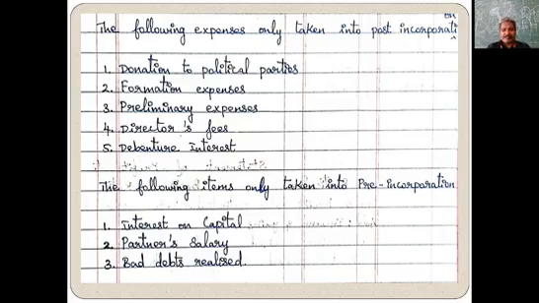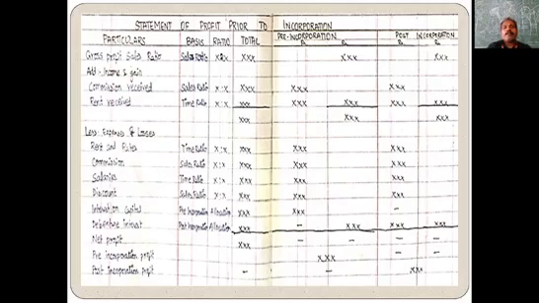Next category, the following items are only taken into the pre-incorporation period. So the listed items are taken into pre-incorporation durations only: interest on capital, partner's salary, bad debts realized. So these three items are posted to pre-incorporation only, right? So this is the format: statement of profit prior to incorporation. It's a statement format. So particulars, followed by basis, then ratio, the total amount, then pre-incorporation, post-incorporation.